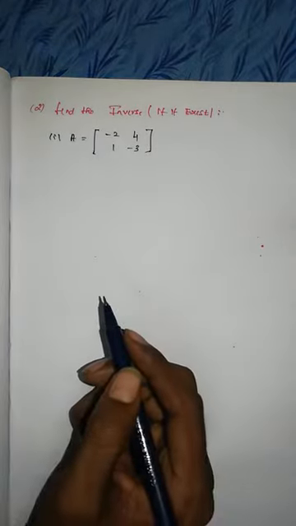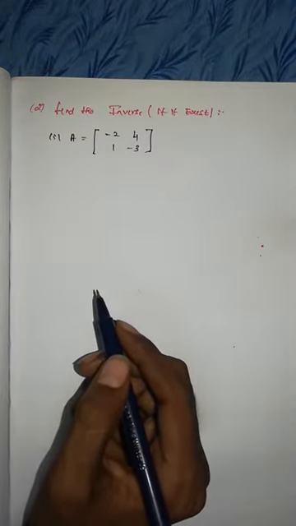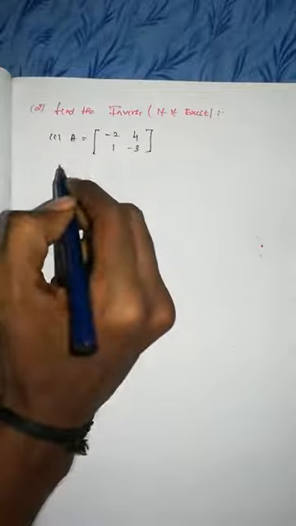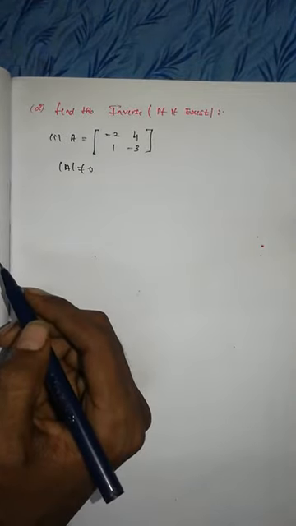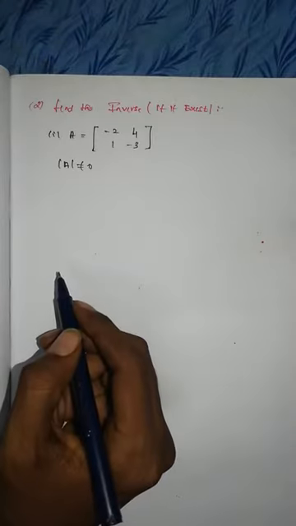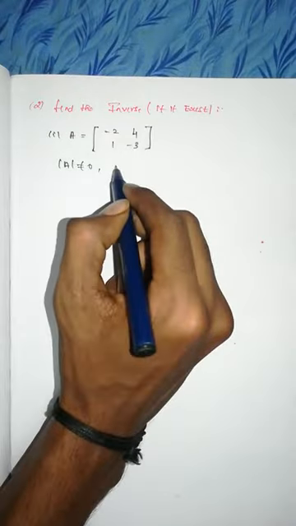Now I need to find the inverse of the matrix. First, we know that the necessary condition for the inverse to exist is that determinant of A should not be equal to 0. If determinant of A is not equal to 0, then the inverse exists. Again, watch the previous videos. So first I need to find the determinant of the matrix.